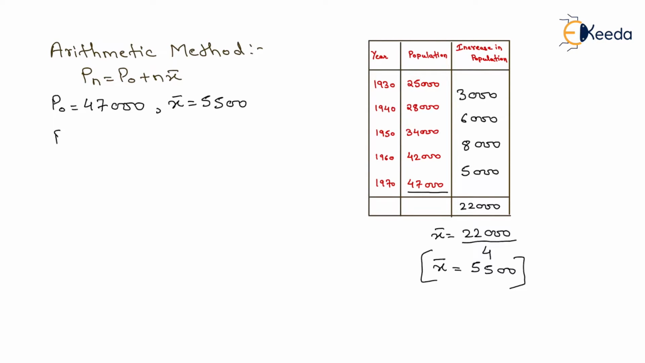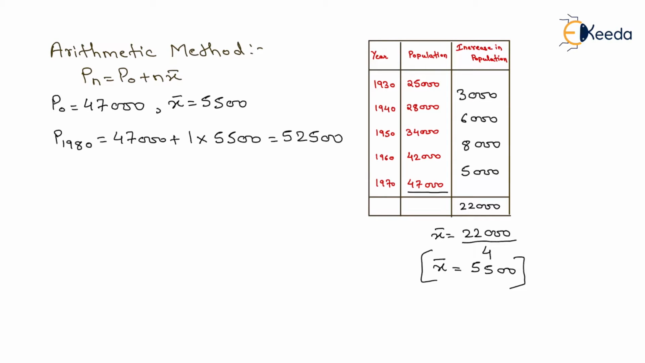Now for the first decade population, or the 1980 population, the value of P naught will be the same, 47,000. The value of n: the difference in years from 1980 to 1970 is 10 years, so the decade will be 1, and the value of x bar is 5,500. So the population of 1980 comes out as 52,500.